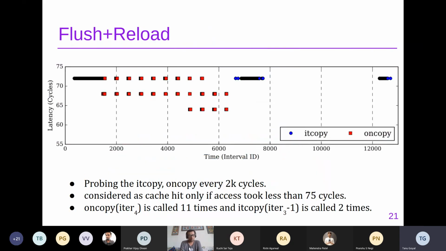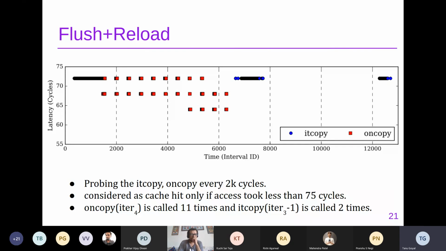Yeah, so this is the side channel attack they have performed to get the iter3 and iter4 values, which we have seen in the previous slide. They monitor the functions every 2k cycles, and they consider two different side channel attacks: one is flush and reload, and another is prime and probe. For flush and reload, they consider a cache hit only if it is less than 75 cycles.